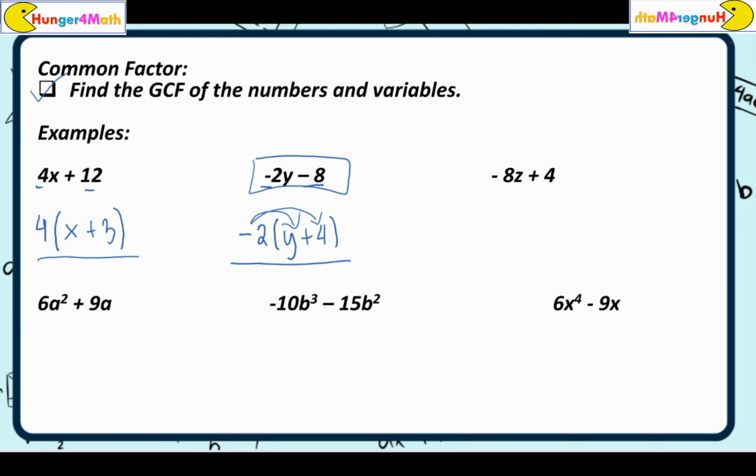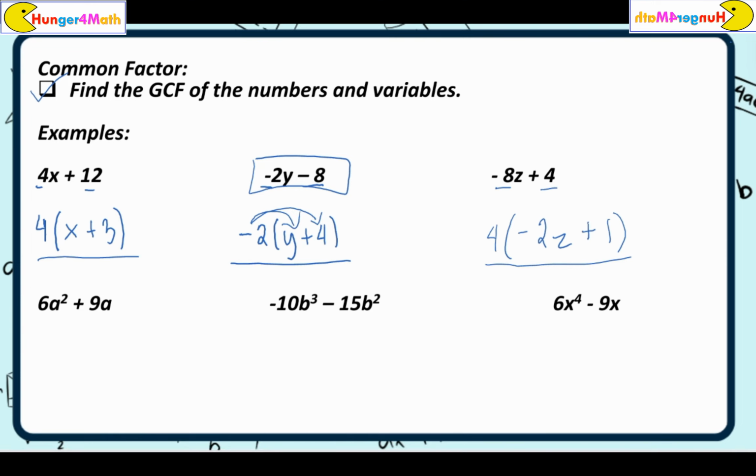Now moving on to the third example, we have negative 8z plus 4. The GCF of negative 8 and 4 is 4. Then let's divide. Negative 8z divided by 4 is negative 2z. Then 4 divided by 4 is 1, so that is plus 1. So this is our answer.